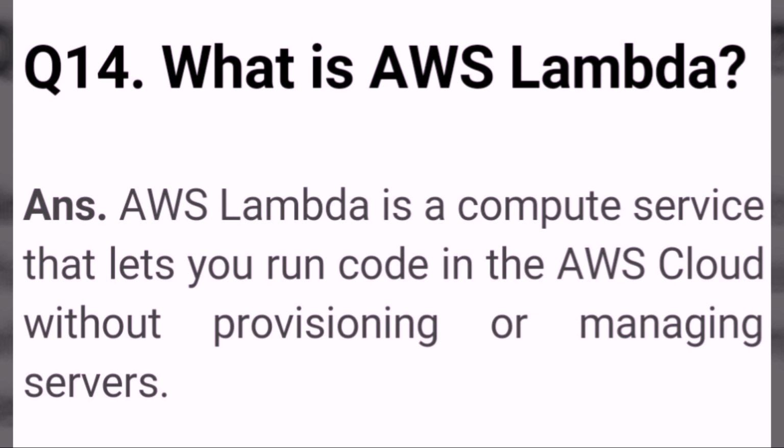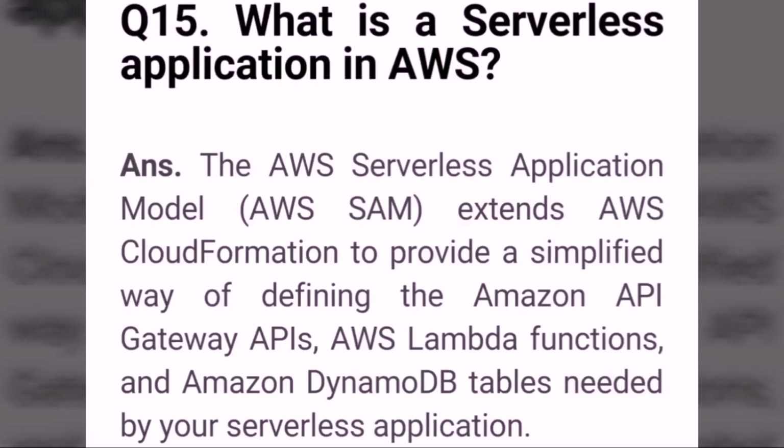What is AWS Lambda? AWS Lambda is a compute service that lets you run code in the AWS Cloud without provisioning or managing servers. What is a serverless application in AWS? The AWS serverless application model extends AWS CloudFormation to provide a simplified way of defining the Amazon API Gateway APIs, AWS Lambda functions, and Amazon DynamoDB tables needed by your serverless application.